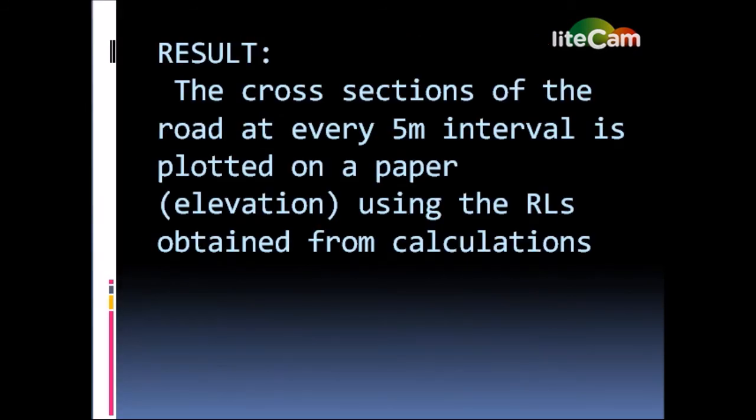The result of this leveling can be the cross section of the road at every 5 interval plotted on graph paper.